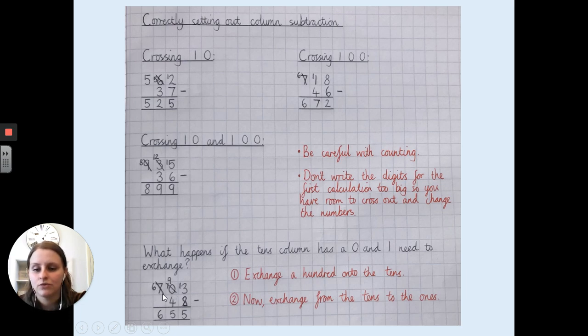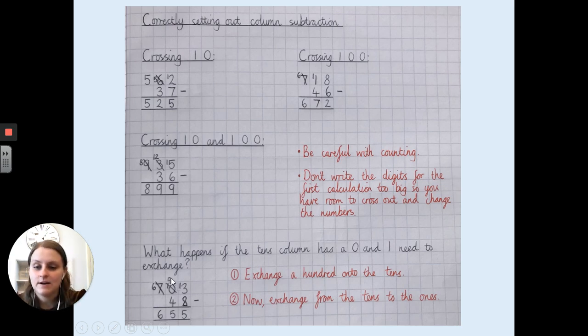So I had 700s, I've crossed it out, I've made it into 600, I've moved that onto here, and I put the 1 10 there. So now I have 10. You can see I've got a 1 and a 0, I've got 10 altogether. So then I'm going to exchange from my 10s again. So I cross out that 10, the whole 10, and I change it to 9, because 10 take away 1 would be 9, and then I move that 10 onto my 1s column. So now I've got 13. So 13 take away 8 gives me 5.